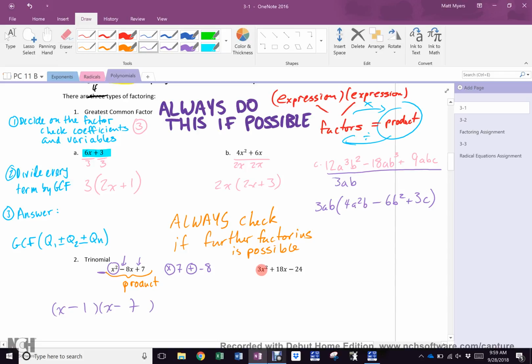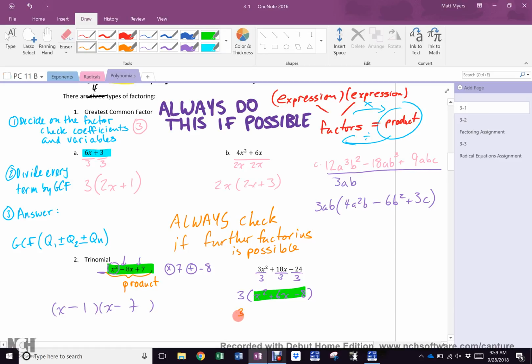So can I get rid of that 3 by dividing by 3? Well, let's find out. Does that divide by 3? Yeah. Does that divide by 3? Yes, so I write it. 3x squared plus 6x minus 8. Now, does that look like that? No. Oh, yeah. Yes, it does.